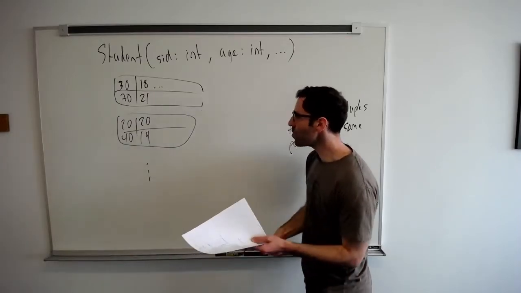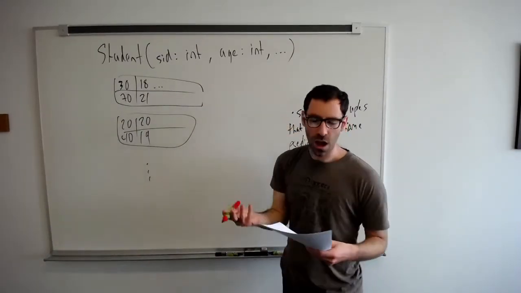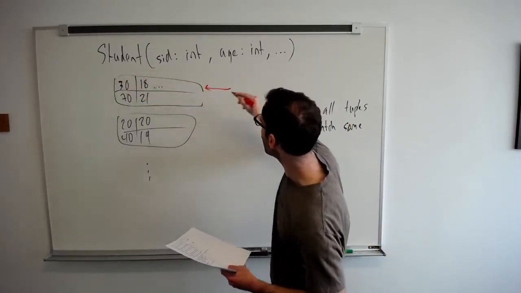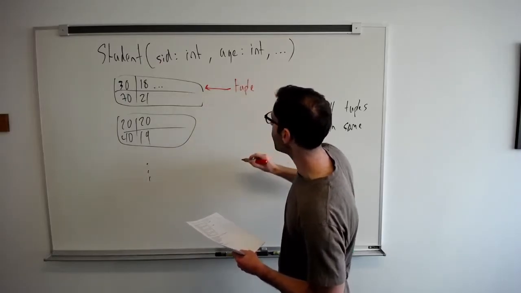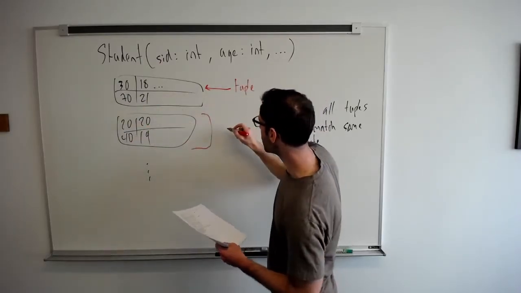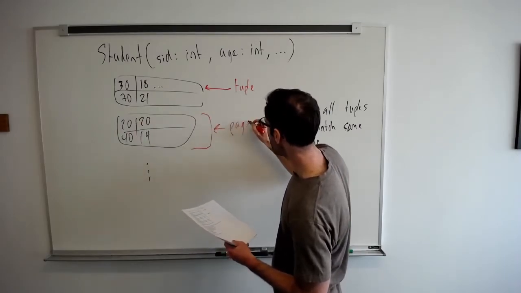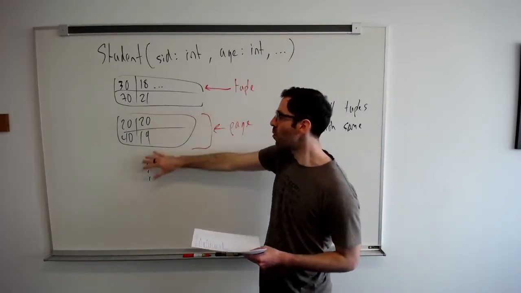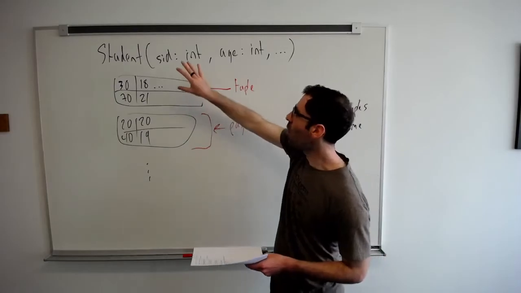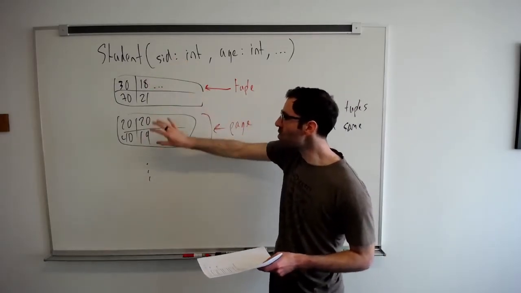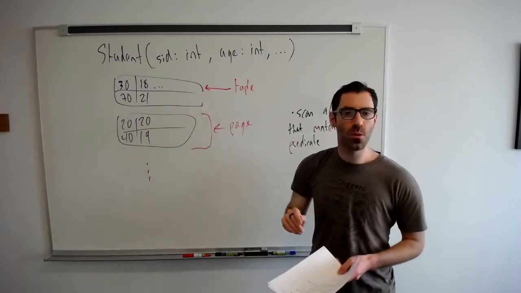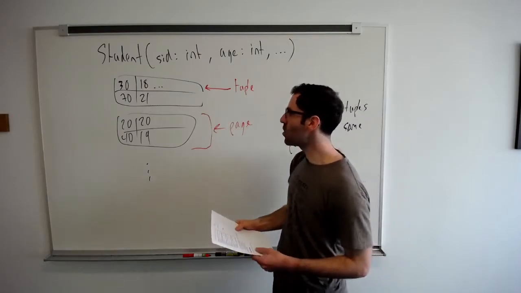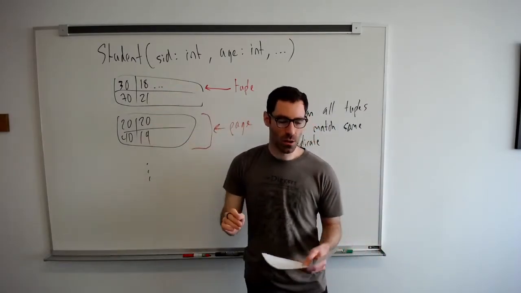I've drawn these boxes small to fit them on the board, but the idea here is that one of these rows is a tuple, and each of these boxes is a page. Pages will definitely have more than just two tuples, but our heap file is going to be some number of pages, each of which contains a subset of the tuples of some relation or other kind of entity in our database, and they're not in any particular order.